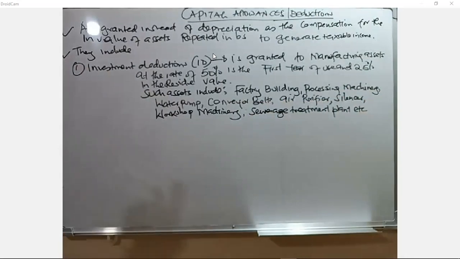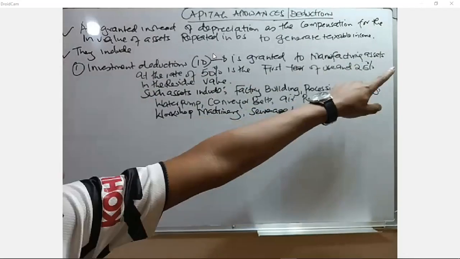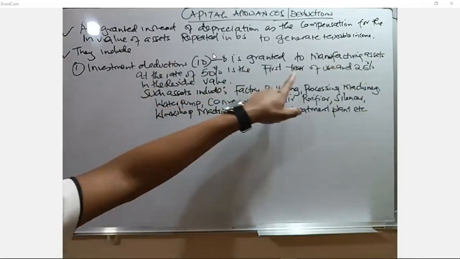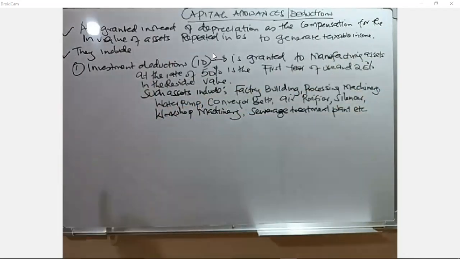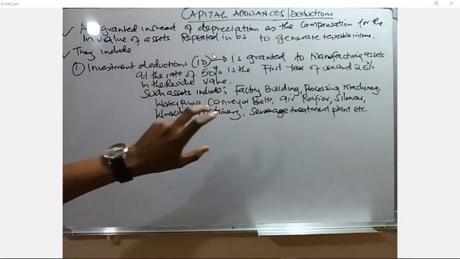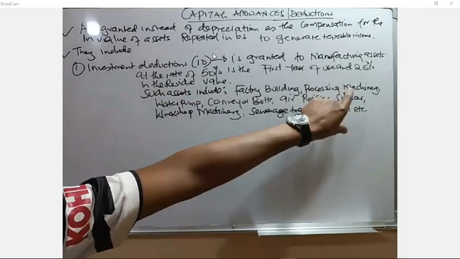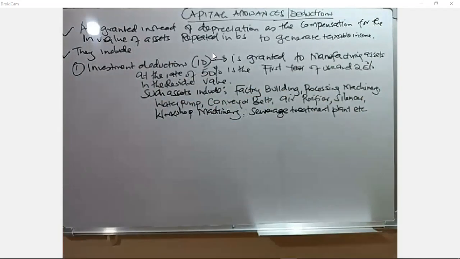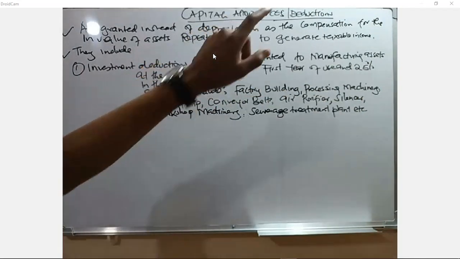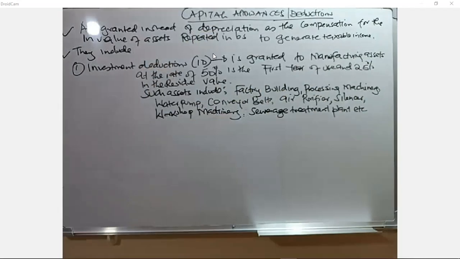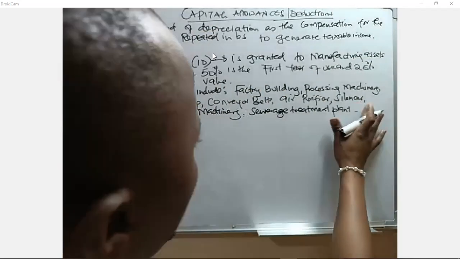So that is why we are saying it is granted to the manufacturing assets at the rate of 50% in the first year of use, and 25% on the residue, and I have given you the examples. So when you see all these assets in a question on investment deductions, you will be able to understand they qualify for capital allowances under investment deductions. Now, I think I can add more of the assets here.